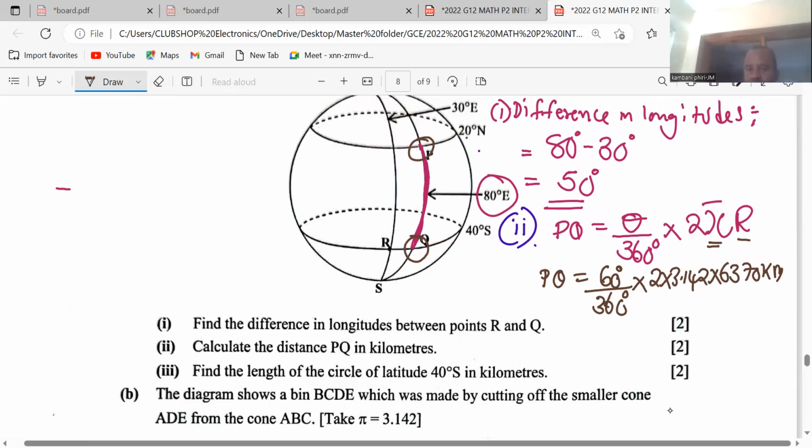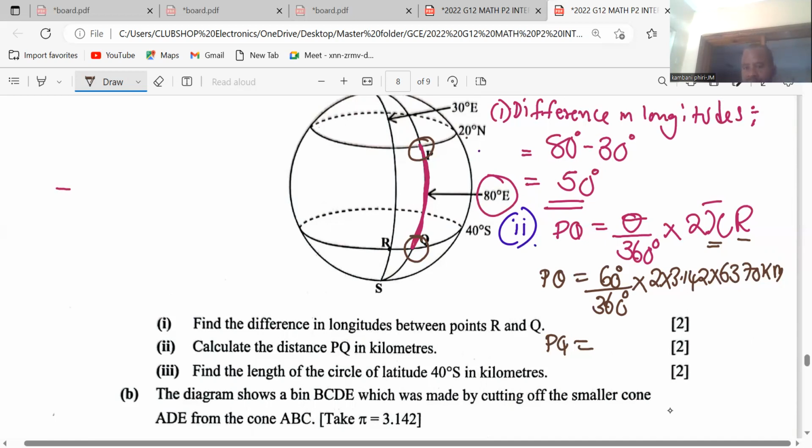Moreover, it is paper 2. So we have 60 divided by 360 times 2 times 3.142 times 6370 kilometers.